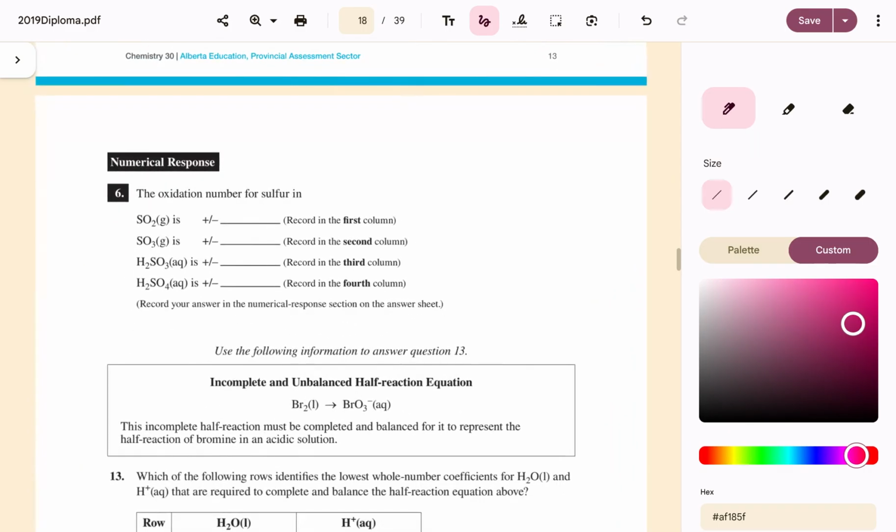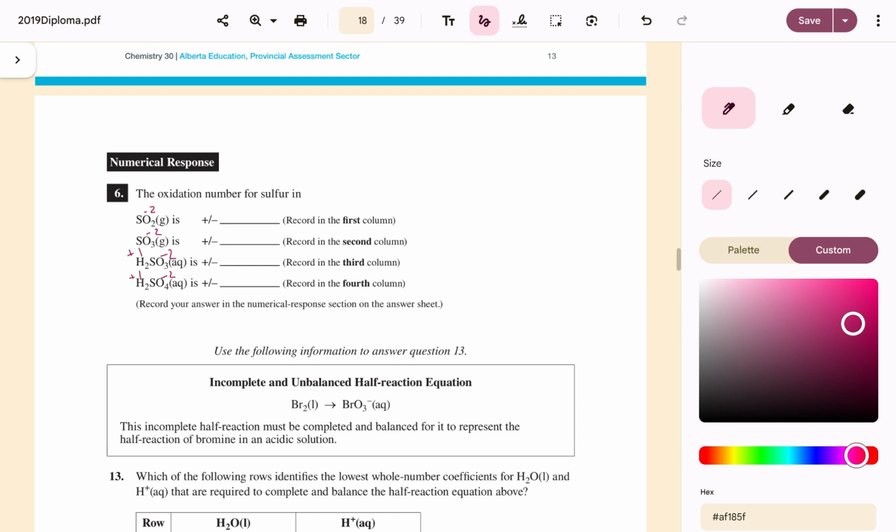Okay. Now, this is also a common question on all diplomas, just asking about oxidation numbers, and it might just pick something within a compound. So in this one, it's for sulfur. Oxygen is always -2, so I'm just going to assign that first. Hydrogens are +1.